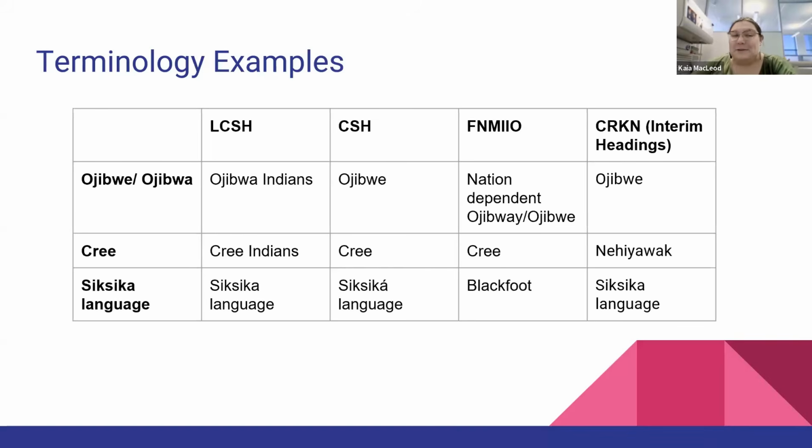So we can just see the wide range of things that are going on. Library of Congress, we have Ojibwa Indians, but in Canadian subject headings, we have Ojibwe. But then in the ontology, it really depends on nation name, because there is the Chapleau Ojibwe First Nation, ending in WE, and then there is the Kisikuyen Ojibwe First Nation with WAY as the ending. So it really does depend. And then CRKN equally says Ojibwe WE.